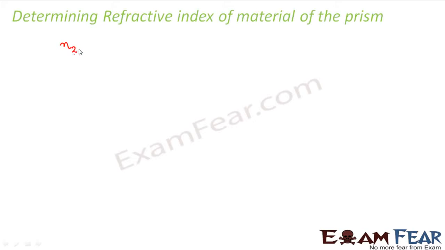Now we know that the refractive index of medium 2 with respect to 1 is equal to the refractive index of 2 divided by the refractive index of 1. Now from Snell's law we know that this is equal to sin i by sin r. In case of a prism also, if this is my prism, the refractive index inside is n2 and the refractive index outside is n1, right? So we basically want to evaluate the value of n21, that is the refractive index of 2 with respect to 1.